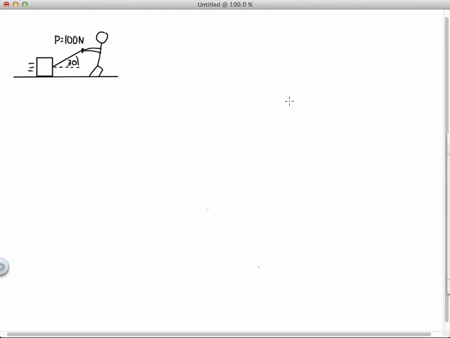I have a block that's sliding across the ground. There's a rope attached to the block, and a person is pulling on the rope so that the rope is exerting 100 newtons of force on the block, and the rope is elevated from the horizontal at an angle of 30 degrees. It is moving at a constant velocity, so this is a free particle. So I'm just going to go ahead and write that down here so that we don't forget that.